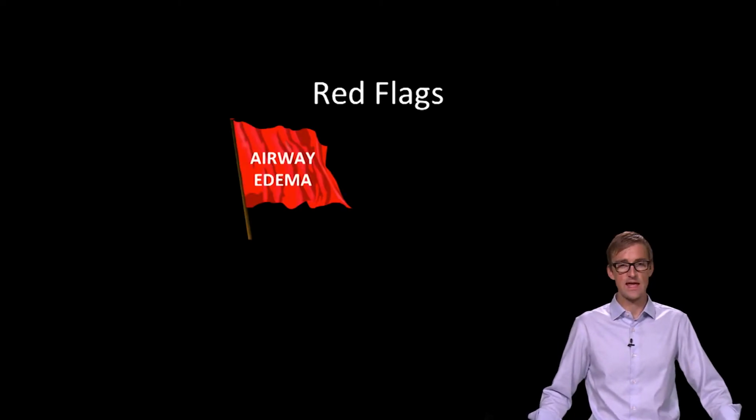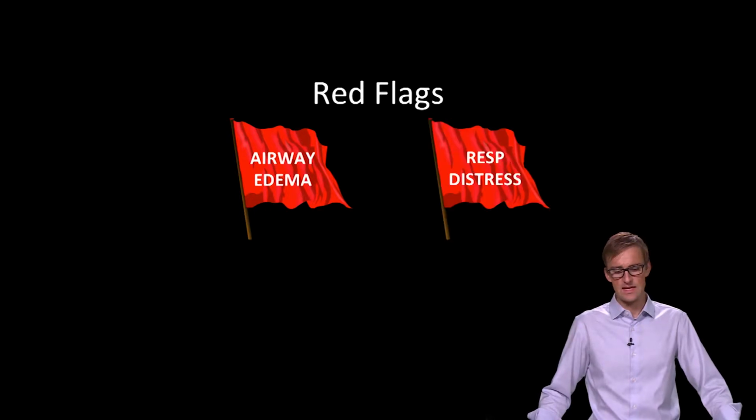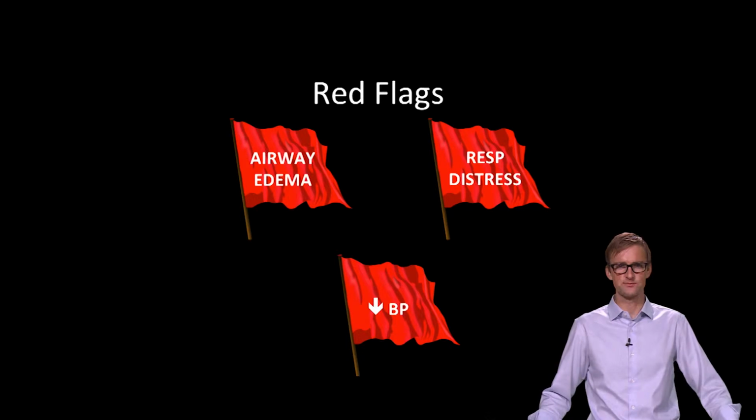So on our initial assessment, we found some red flags or warning signs from the evaluation and examination that could potentially indicate life-threatening conditions. So we found he had airway edema, he had some respiratory distress, and he had low blood pressure. So we found abnormalities with all 3 components of the ABC assessment. So this patient is clearly sick.